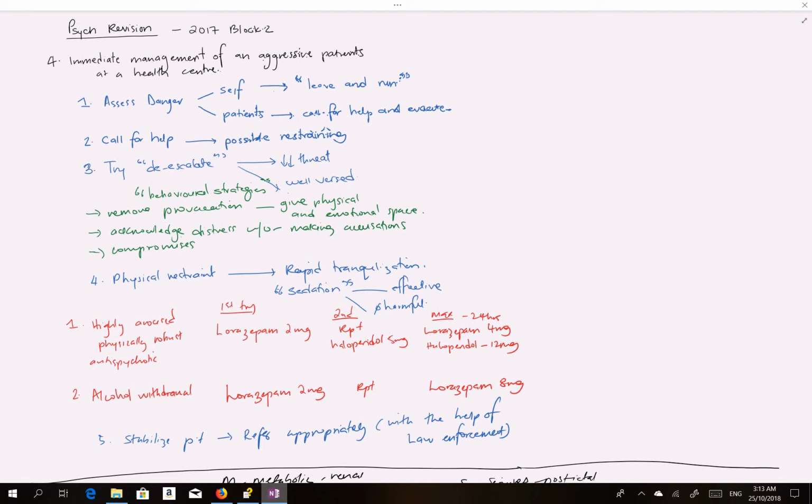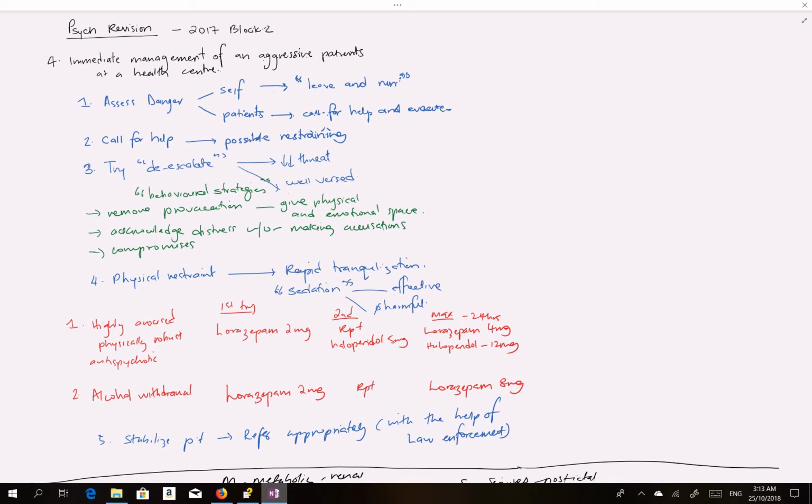Once you have assessed danger, you can call for help, or you could call for help even beforehand. In some instances where you call for help, the aggravated patient gets more aggressive or gets provoked, so assess. So call for help, and this may be needed in possible restraining of the patient.